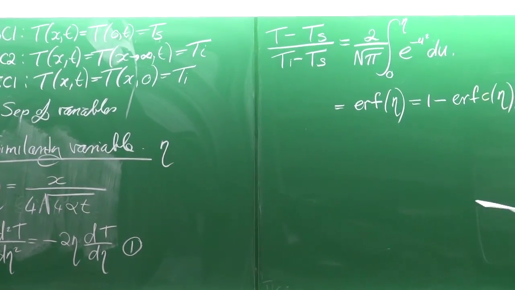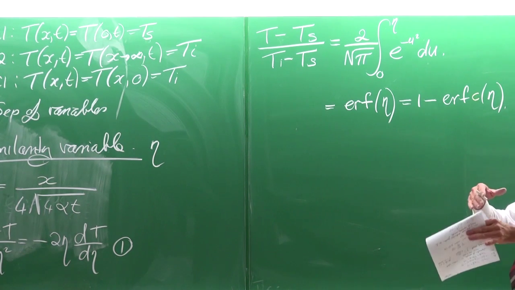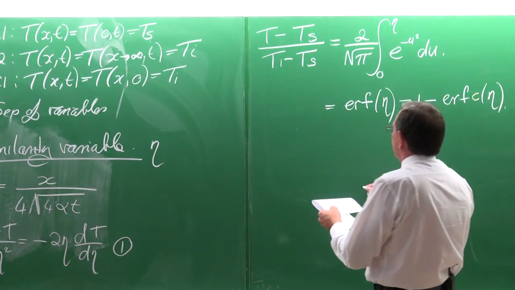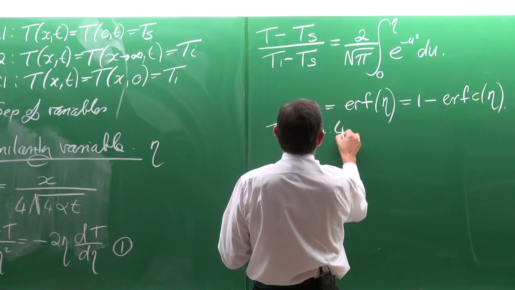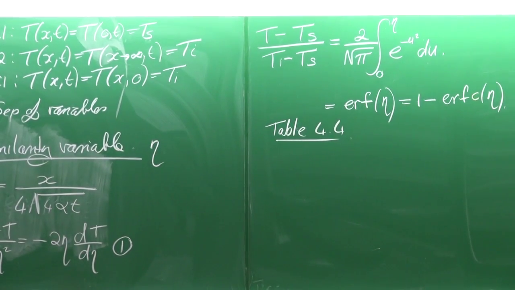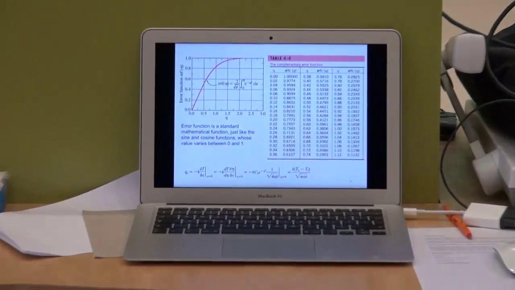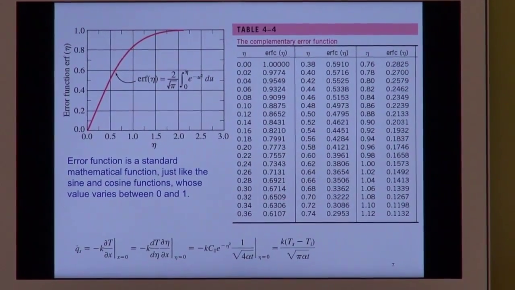And that is equation 4.43 in your textbook. Okay, so there's no analytical solution for that. The solution is available. You can do it numerically. I think many of you can do it on your computer. But if you do not have it, in table 4.4 in your textbook, I'm going to show it to you just now. If you go and look at table 4.4, the error function in eta is given there.